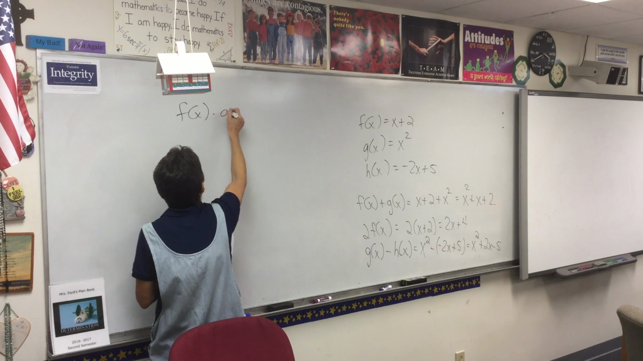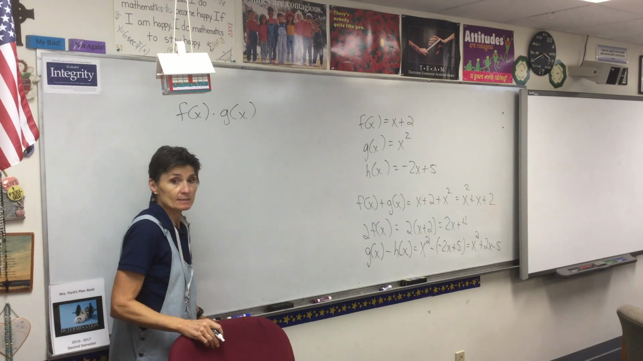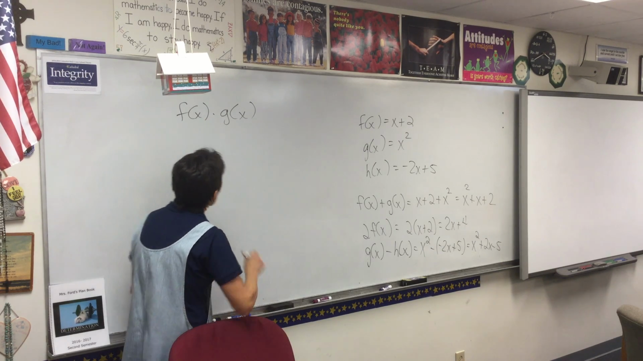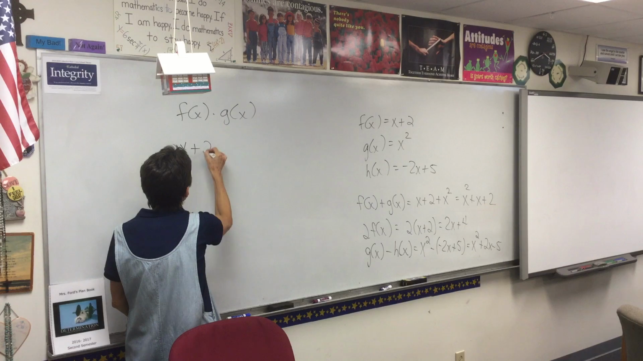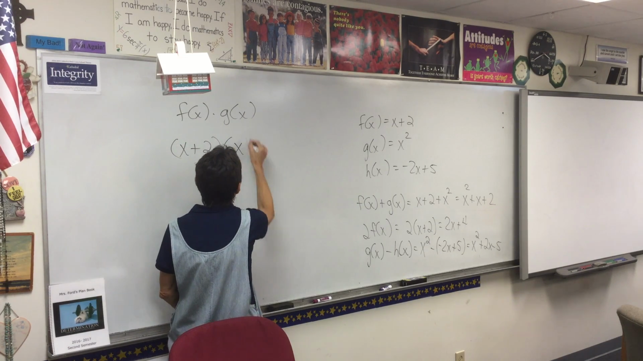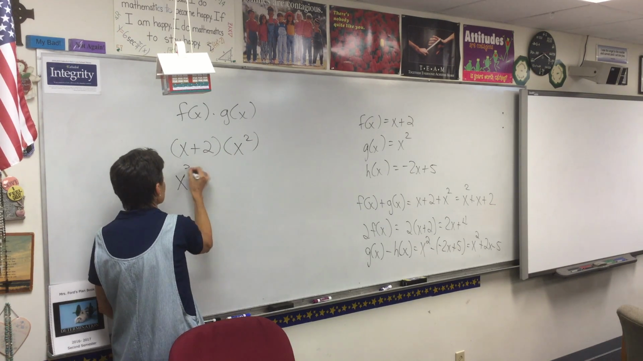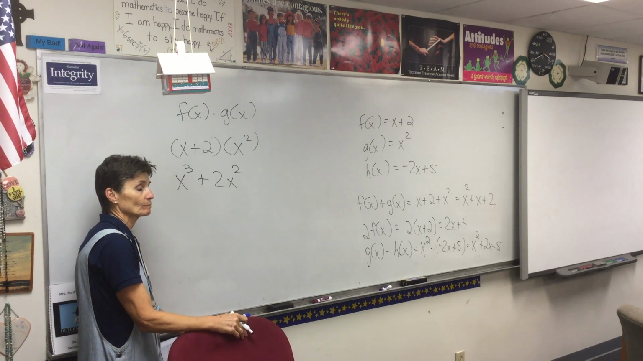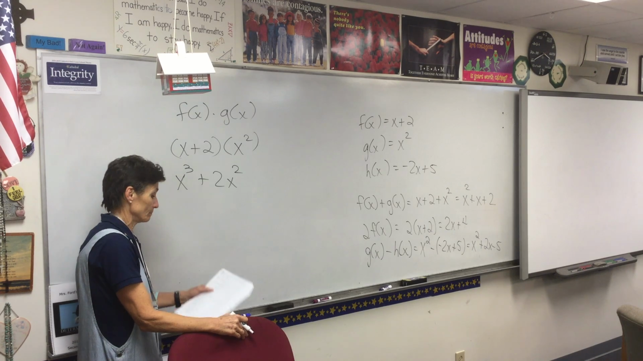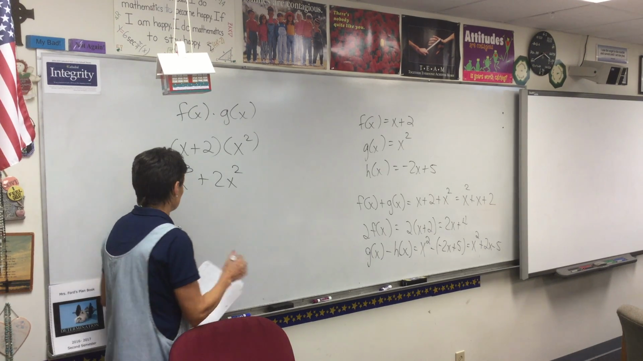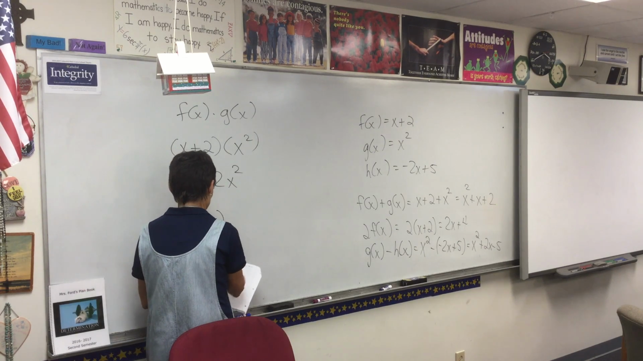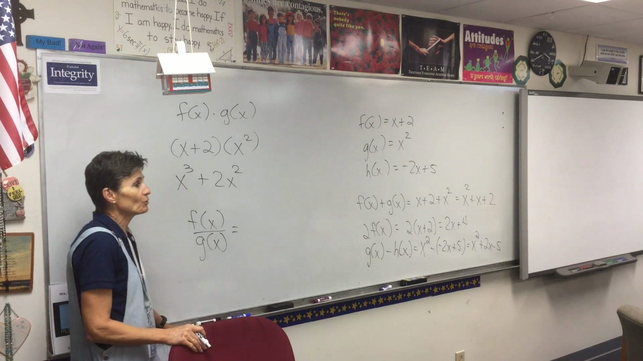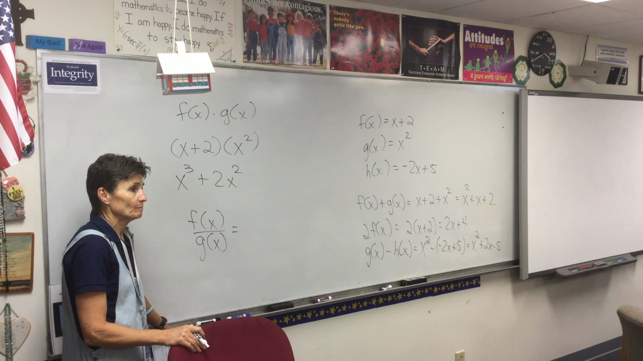f of x times g of x. Is that x cubed plus 2x squared? It's going to be x plus 2 times x squared. So yes, x cubed plus 2x squared, that's our answer. Do you think it would be wrong if we make our final answer the GCF out? Yes, it would be.